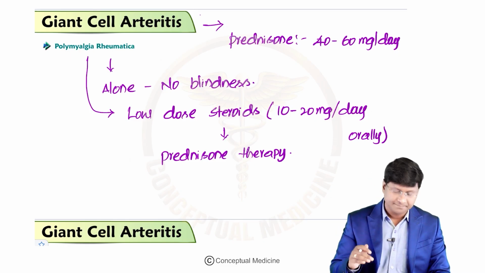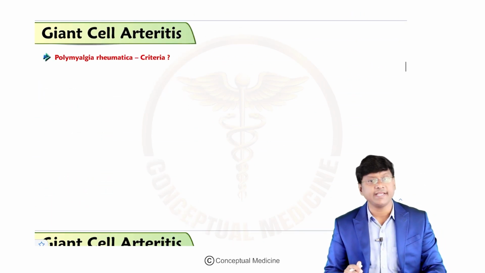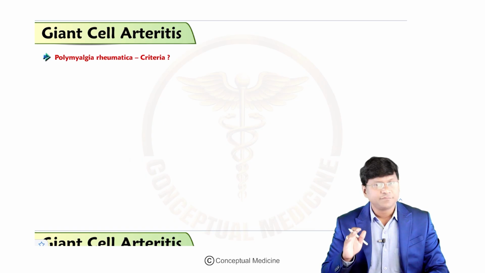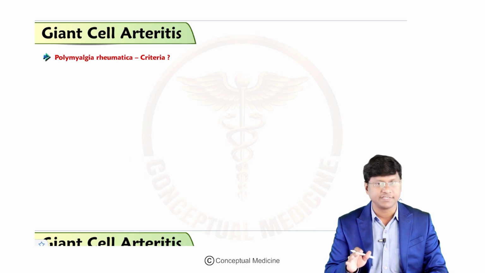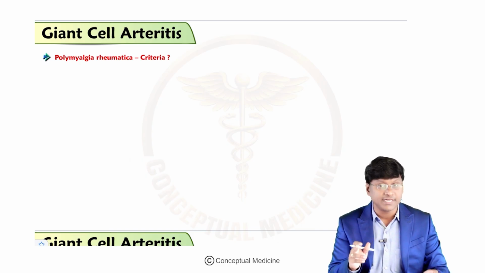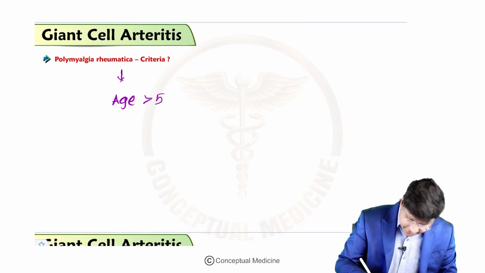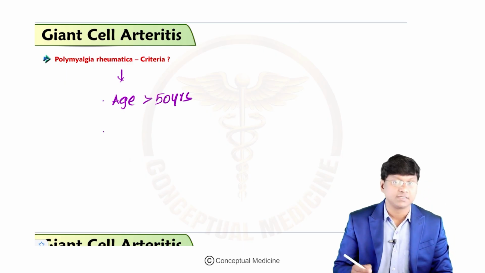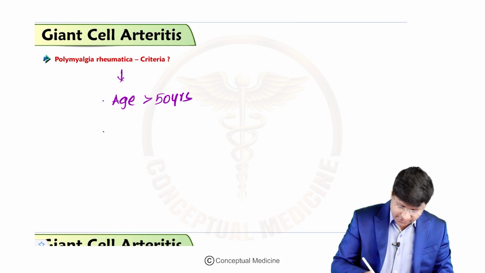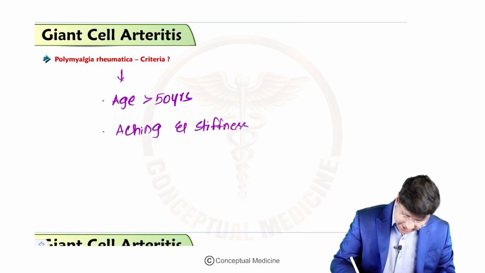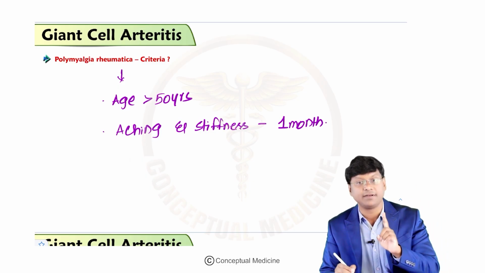Now, what is the criteria for polymyalgia rheumatica? See, the criteria for polymyalgia rheumatica is, first, the age. Before that, let me discuss the age. The age of the individual with polymyalgia rheumatica should be more than 50 years. And the next thing is aching and stiffness for at least 1 month.